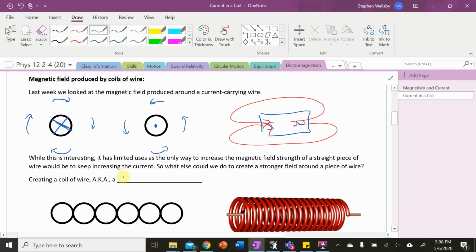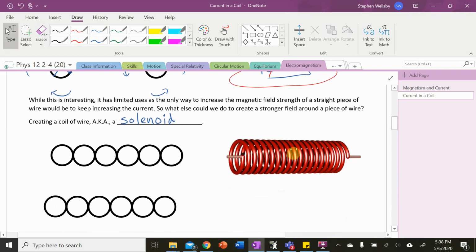And a coil of wire has another fancy name, which is a solenoid. So a solenoid looks something like this picture here on the right. Now, if you're curious what these circles on the left are, I've essentially cut this in half. So if I could somehow cut this wire in half, we could see right down the middle.